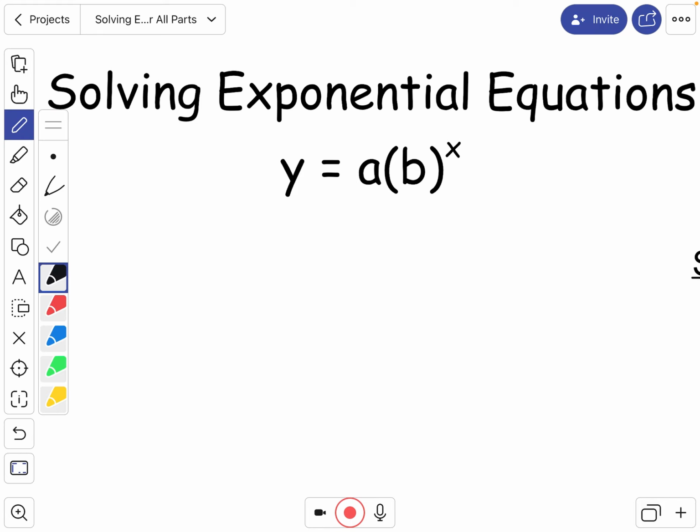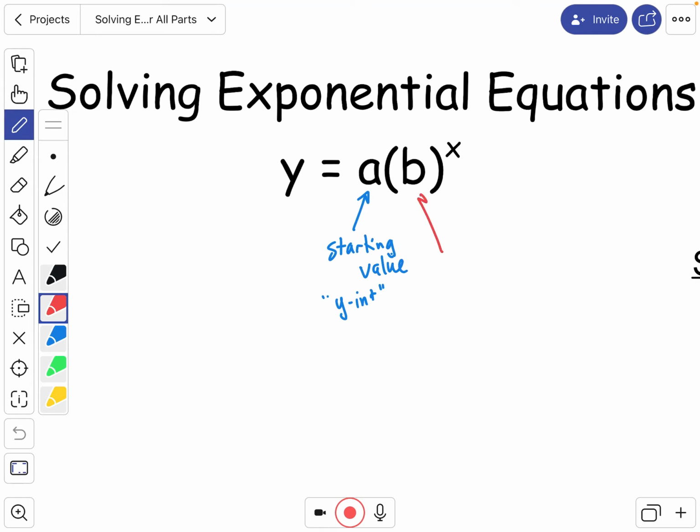Now, most of the time, this a is the starting value. Whenever you're solving an exponential equation, that number there is the starting value. That's also going to be the y-intercept if you graph it.